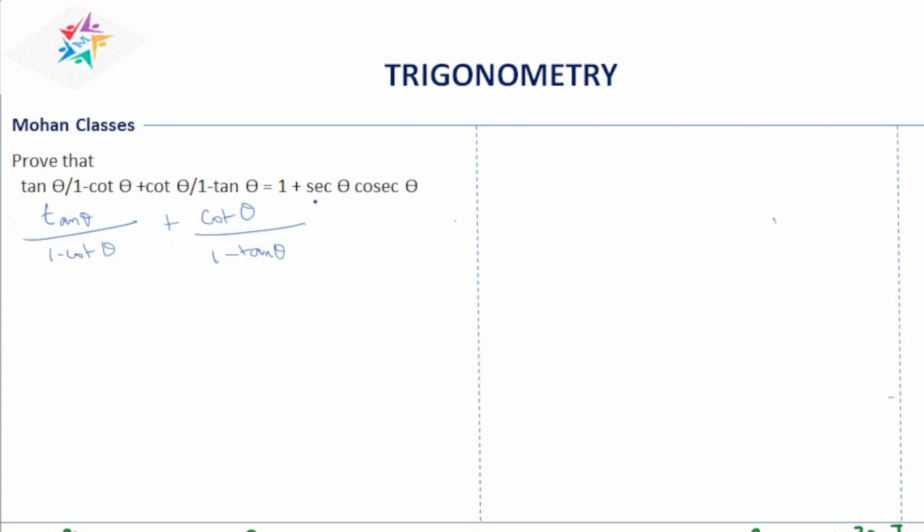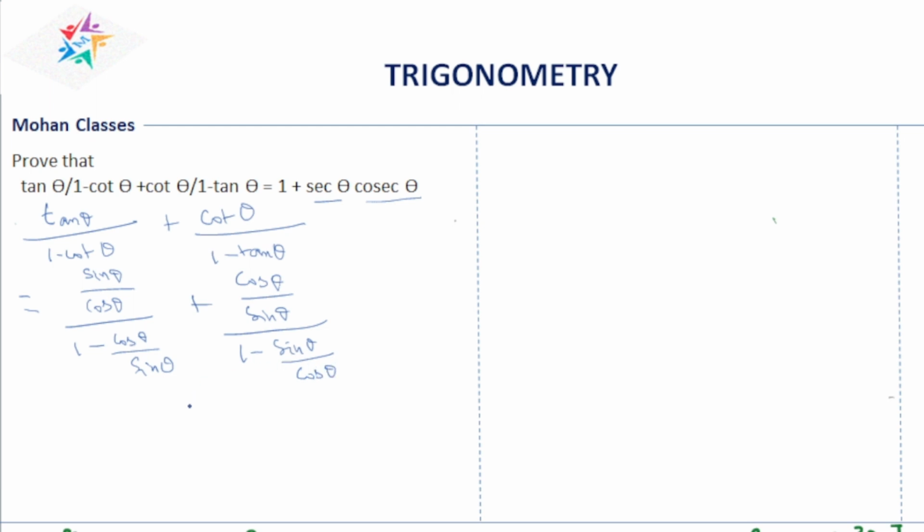Here 1 plus secant theta cosecant theta. So here that means 1 by cos theta and 1 by sin theta. So we have to use sin theta cos theta. We have to convert the LHS in the form of sin theta cos theta. So tan theta can be written as sin theta by cos theta whole divided by 1 minus cos theta by sin theta. Similarly, cot theta can be written as cos theta by sin theta whole divided by 1 minus sin theta by cos theta, right?